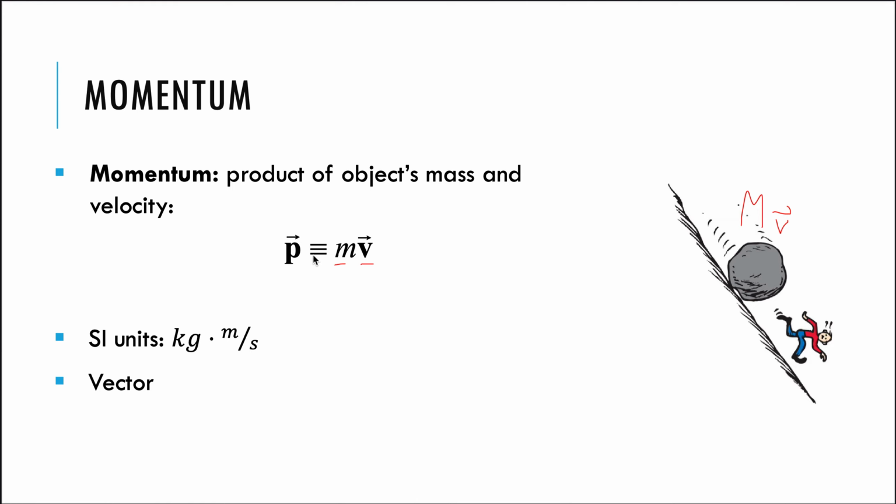If we look back at momentum here, we see that its units are kilograms times meters per second, which comes from mass and velocity, and we note that momentum is a vector. The fact that momentum is a vector will allow us to solve problems that we haven't solved before, such as problems dealing with collisions and explosions.